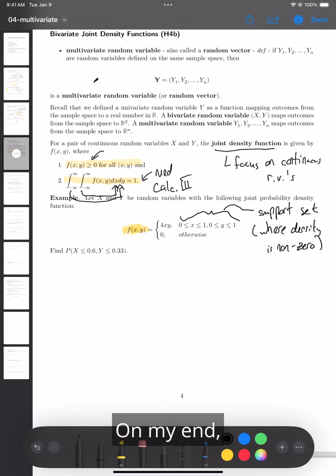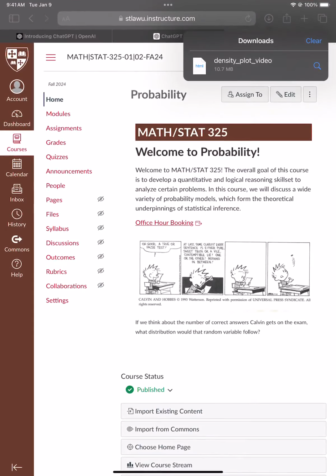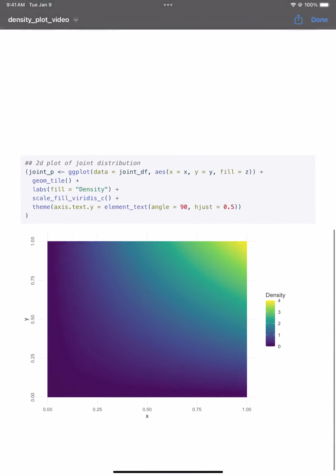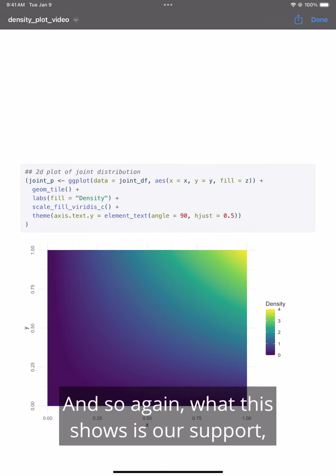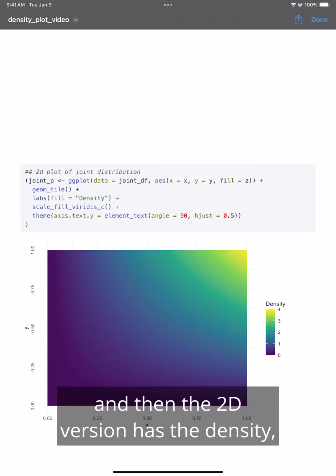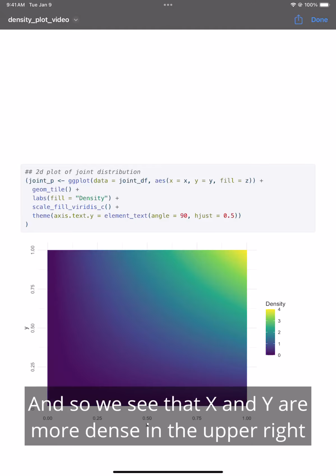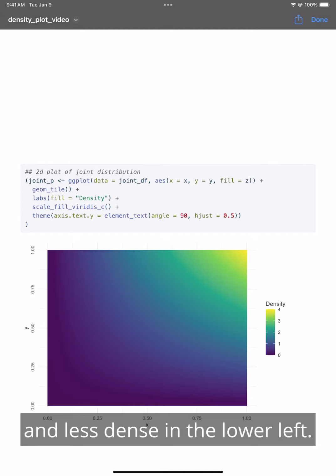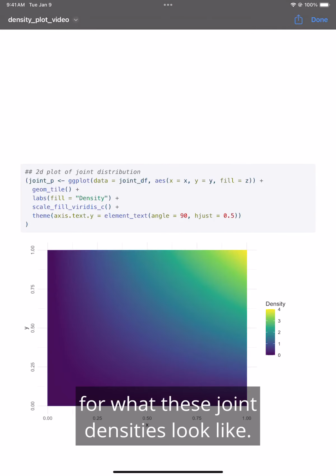On my end, I will scroll down to the 2D version of that. And so again, what this shows is our support. So x goes from 0 to 1, y goes from 0 to 1. And then the 2D version has the density, it uses color to show the density. And so we see that x and y are more dense in the upper right and less dense in the lower left. And so we'll use these little visualizations from time to time just to get a feel for what these joint densities look like.